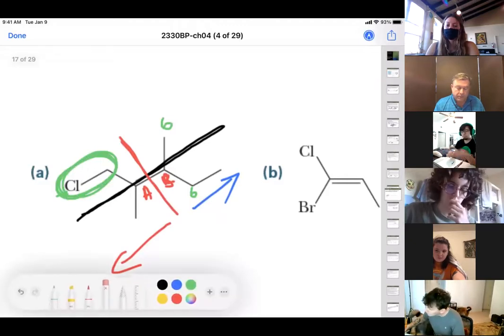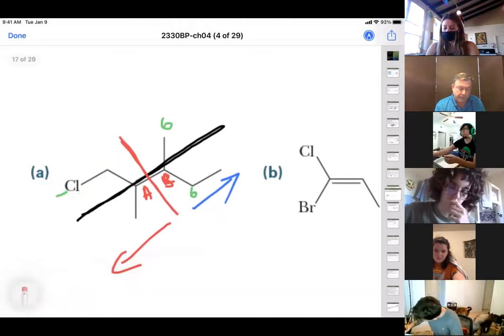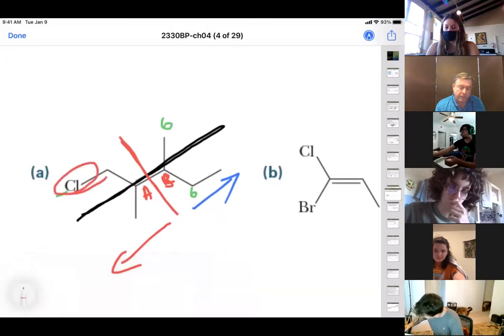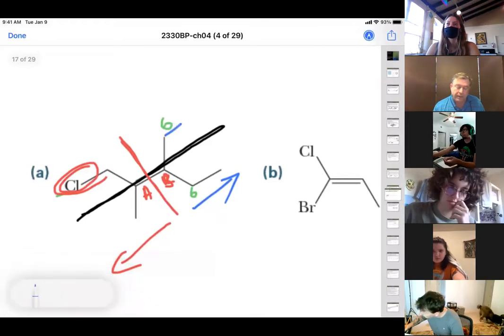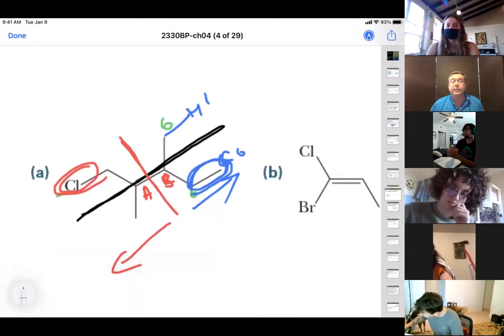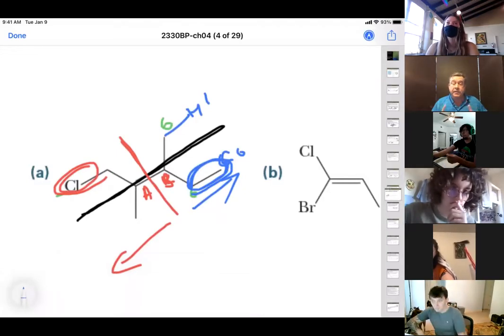And actually I'm going to do it in red because it's the high priority for our red side of the thing. So now let's look at the other side, okay? If we look at the blue side, we have a hydrogen here and we have a carbon, okay? Carbon is 6, hydrogen's 1, giving this the higher priority group on this side, okay? So we've assigned our highest priority on each side of the molecule, A and B.